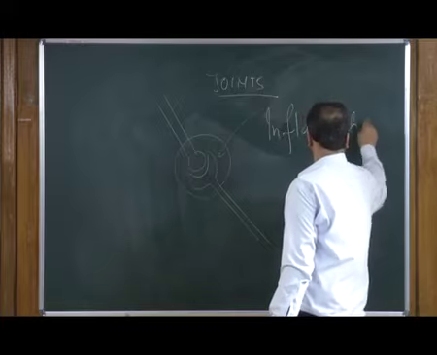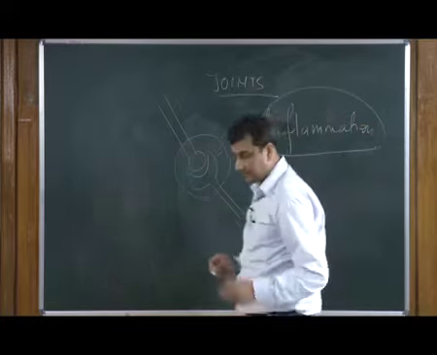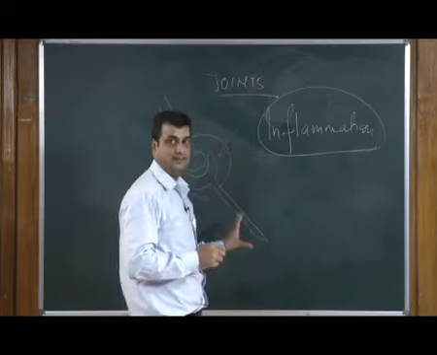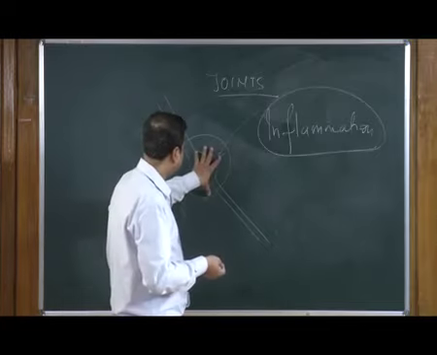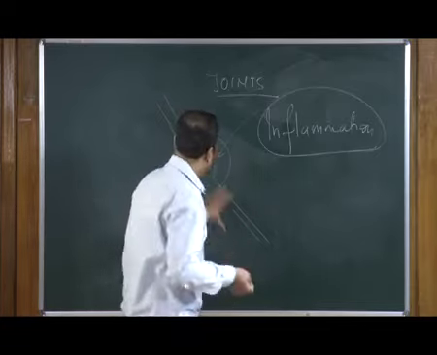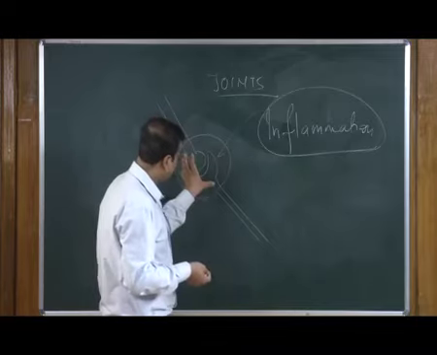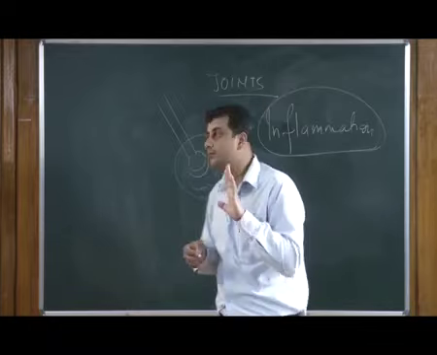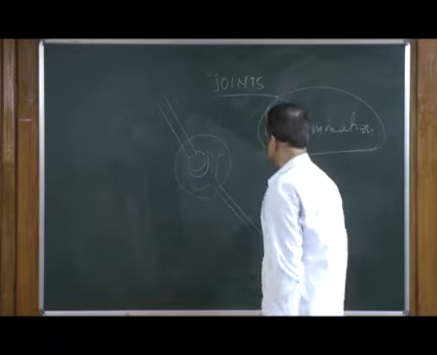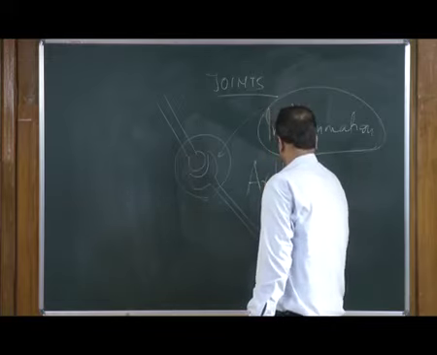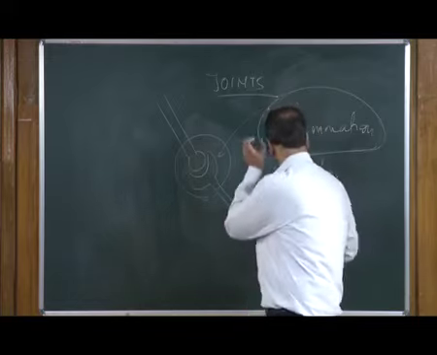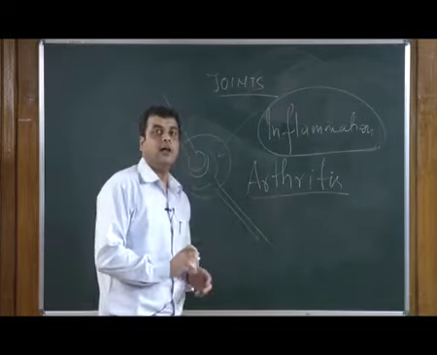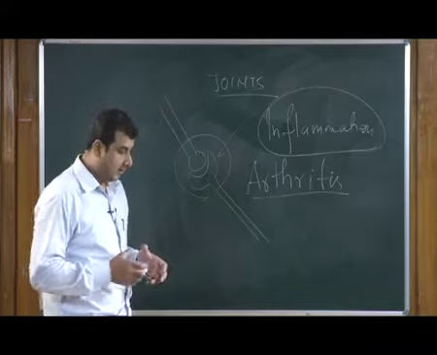Inflammation is nothing but a problem associated with the infiltration of inflammatory cells. That is, the body's immune cells are coming to the site in order to nullify the effect. And because of this, the whole joint is getting pain and other kinds of disturbances. Inflammation of joints is called arthritis. So arthritis is a very unique condition associated with the joints.